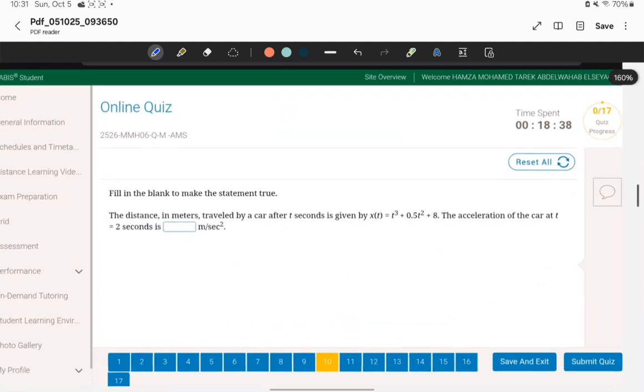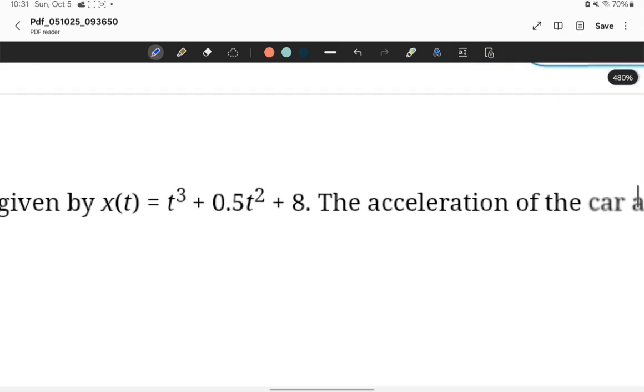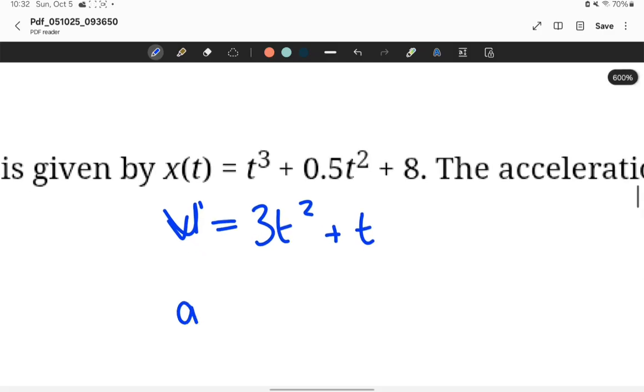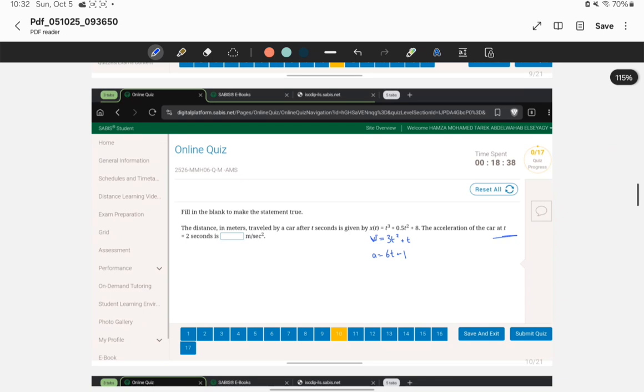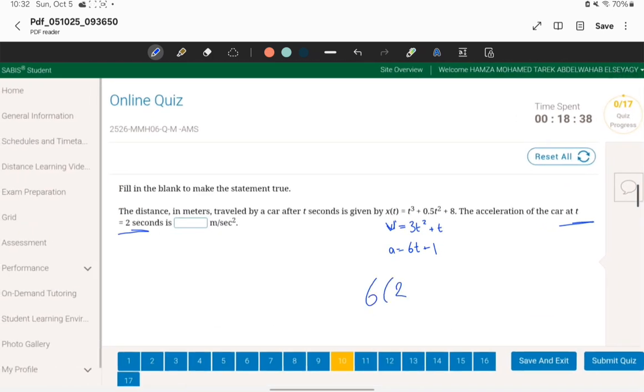Okay, here's number 10. They gave us the equation of the displacement and they want the acceleration at time t. So we're going to start differentiating. So v equals 3t squared plus t, and then the acceleration is going to be 6t plus 1. Okay, they want us to substitute t equals 2 into the acceleration. So 6 times 2 plus 1 equals 13.